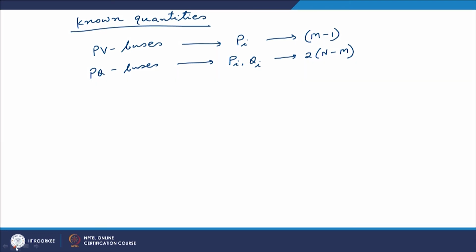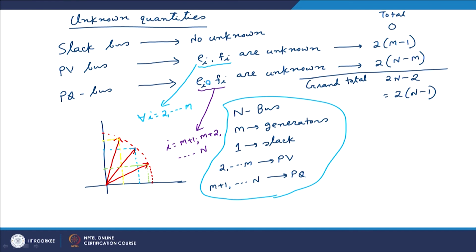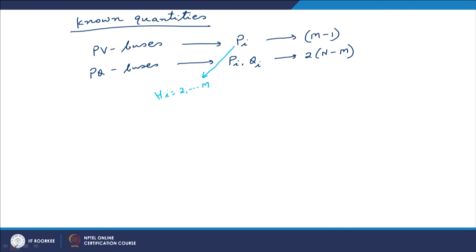As again we note, for the PV buses i varies from 2 to m as usual, and for the PQ buses i varies from m plus 1 to n. So, what is the total number? The total is m minus 1 plus 2n minus 2m.